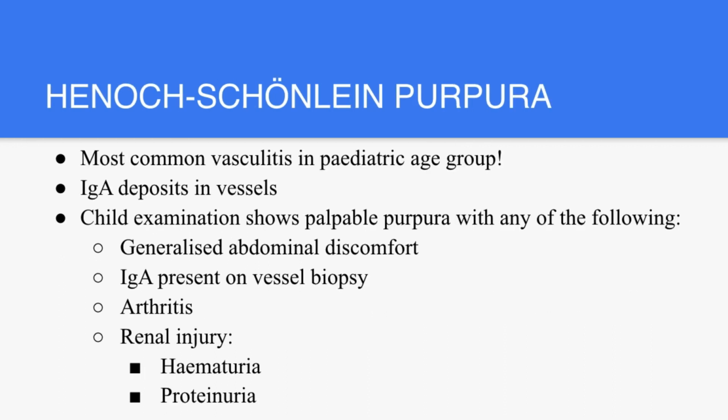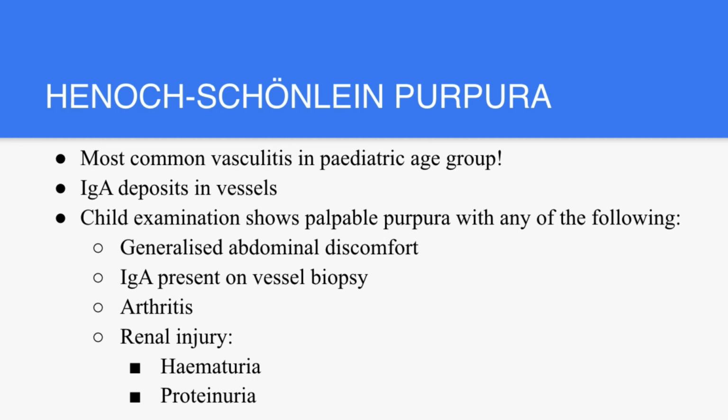So what is Henoch? Henoch usually involves the pediatrics group of patients and young adults, and it's characterized by deposition of immunoglobulin A in the blood vessels. And children usually present with a very characteristic rash that involves the shin.